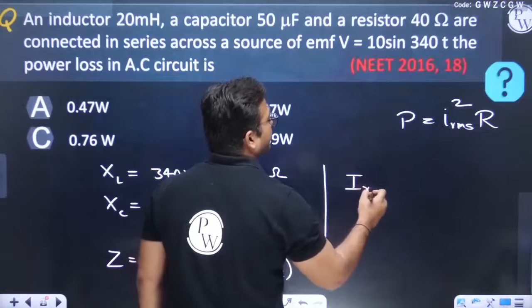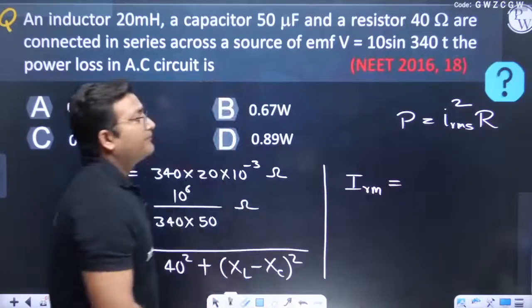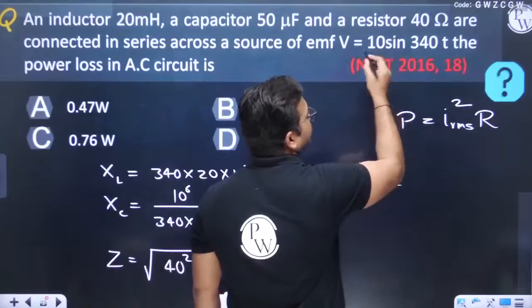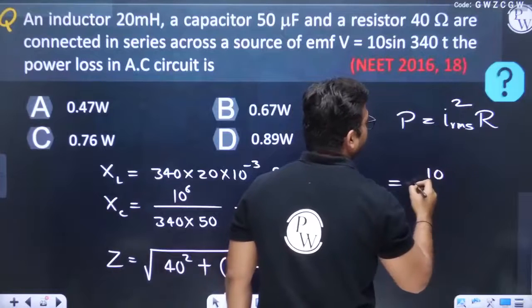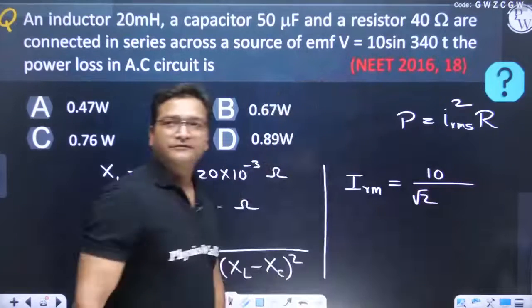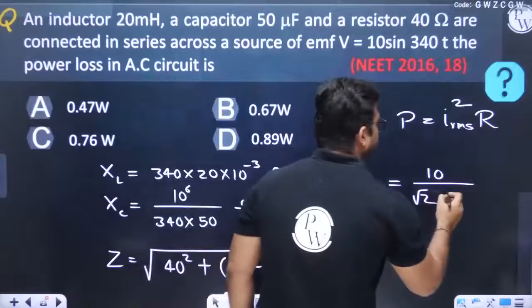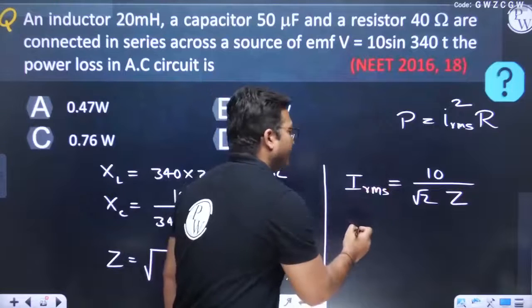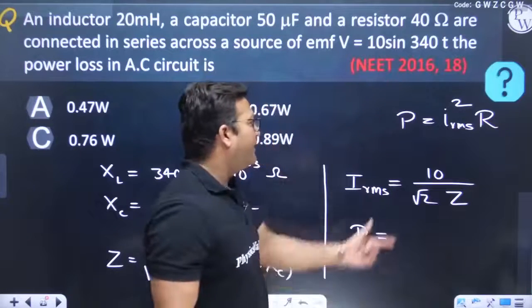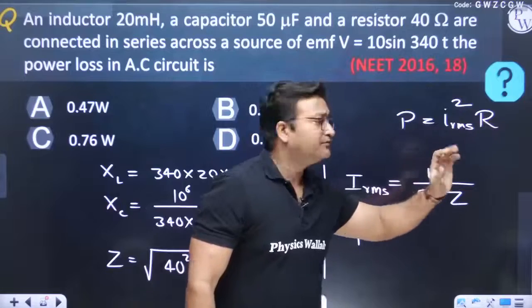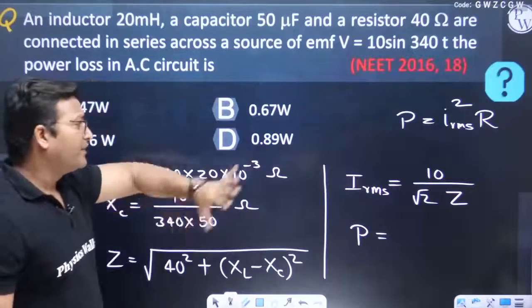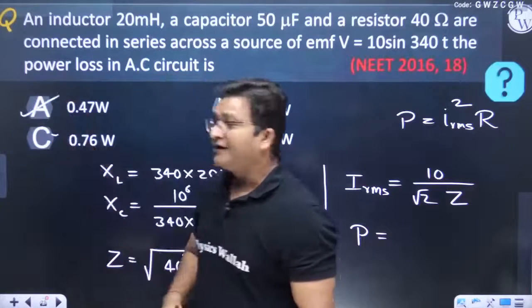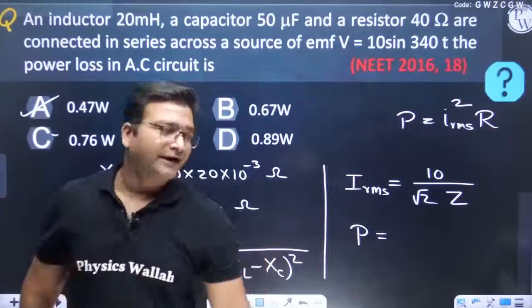If you want to calculate IRMS, just find VRMS by Z. VRMS is actually 10, and 10 here is a peak value, so the RMS value would be 10 by root 2. This is VRMS. Divide this by Z, you will have IRMS. For calculation of power, just multiply IRMS square with 40 ohms and you will get the right answer. After all the calculations, you will find the power to be nearly equal to option A, that is 0.47 watt. So that is your solution.